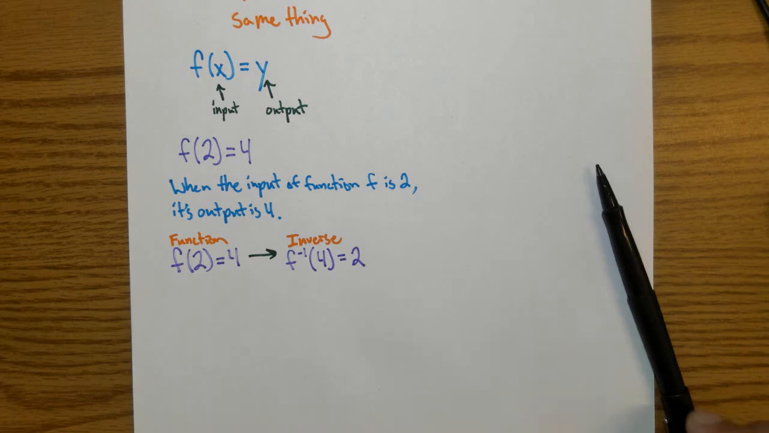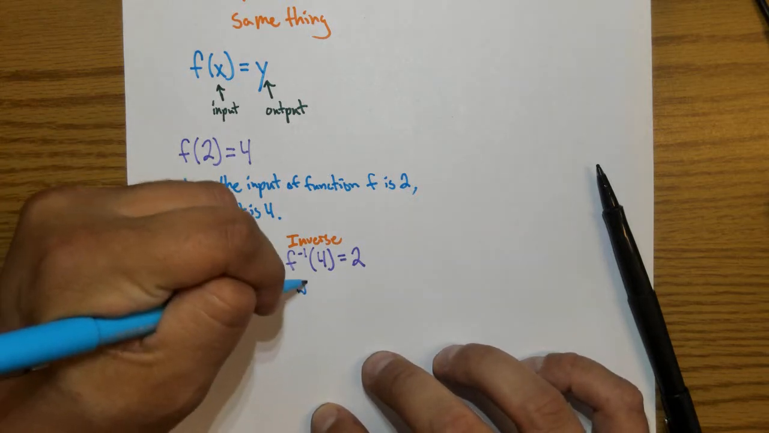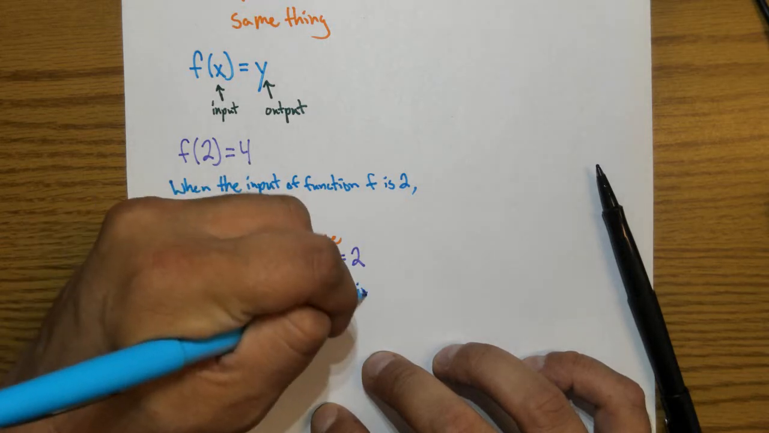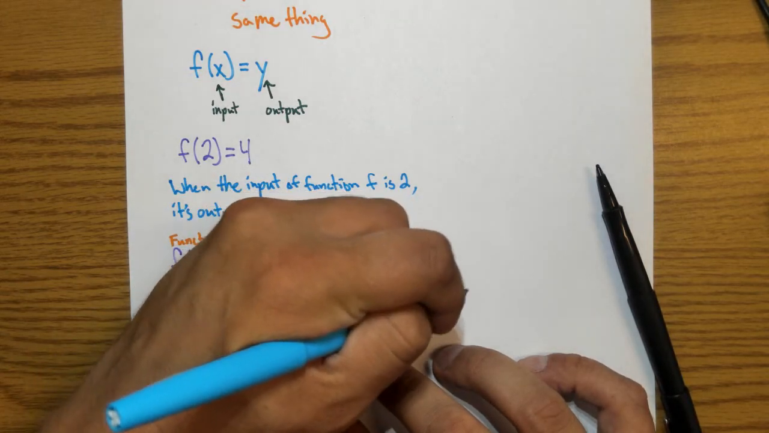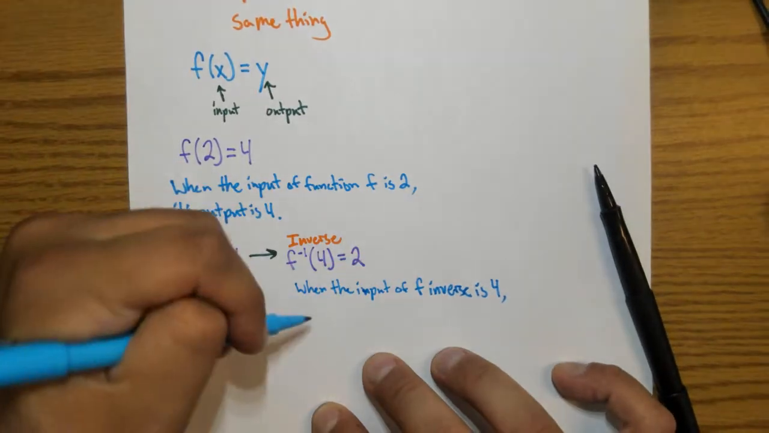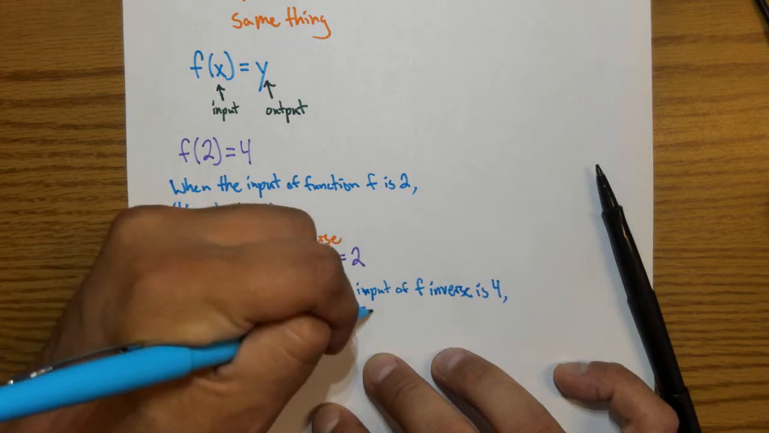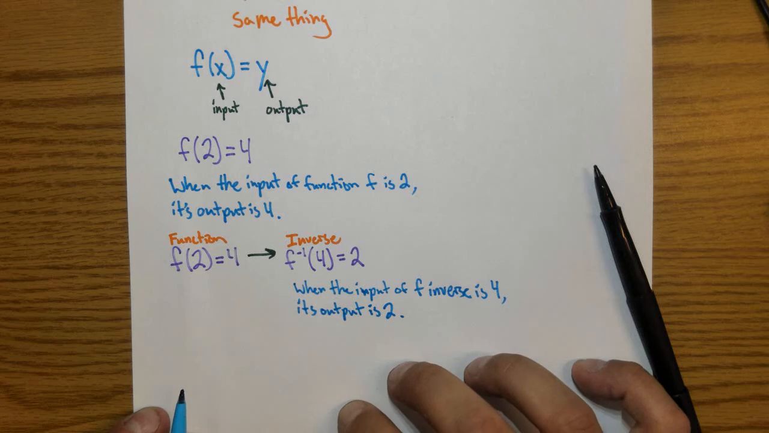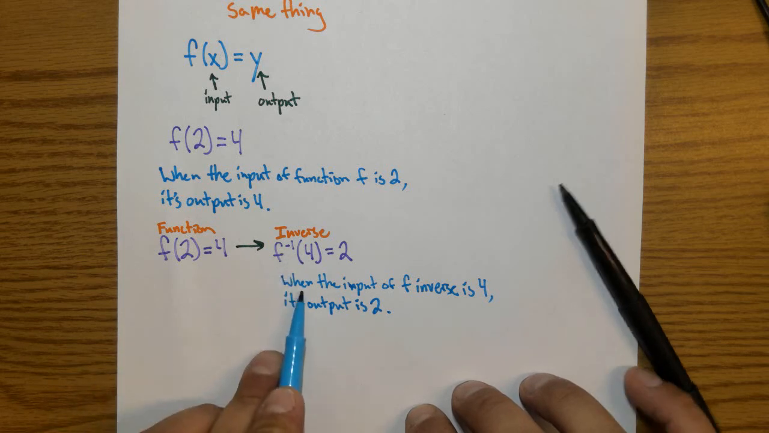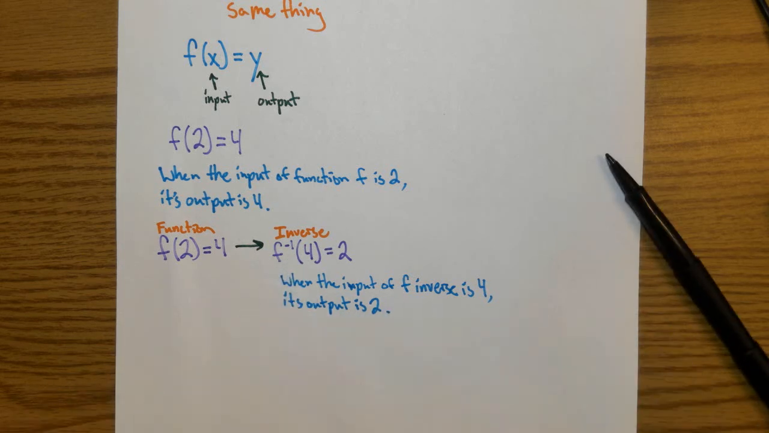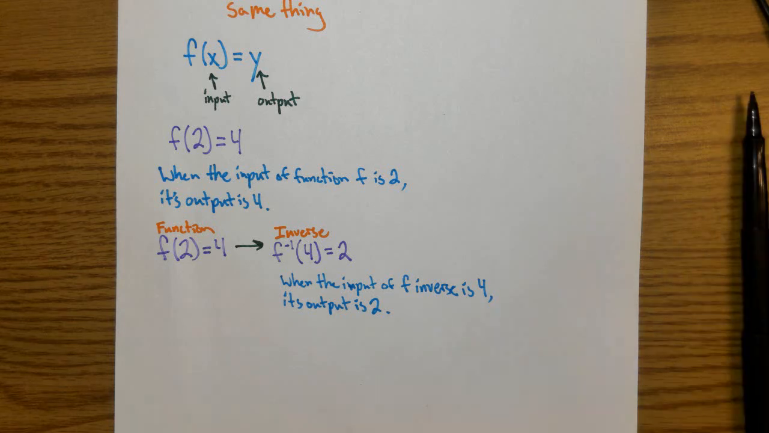So how would we write this? Well, this would be: when the input of f inverse is 4, its output is 2. So that's exactly how we would write it. And you'll see some of these on your worksheet as well. It'll have the inverse. So just write when the input of f inverse or g inverse or whatever we decide to name our function. Or if it's given to you, you have to keep the same name.